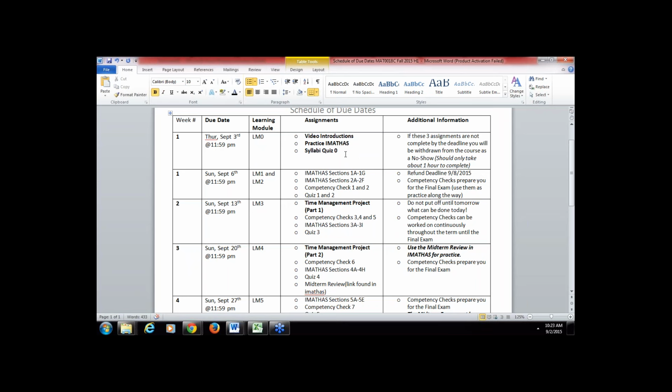So again, if these three assignments are not complete, you can either withdraw yourself by September 8th and get a refund, or you can just drop this class and add another one.